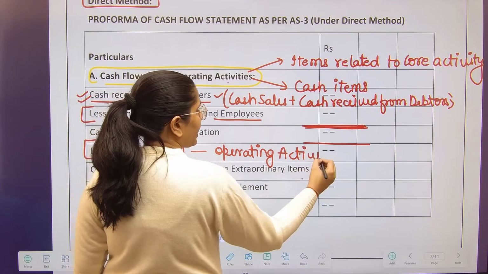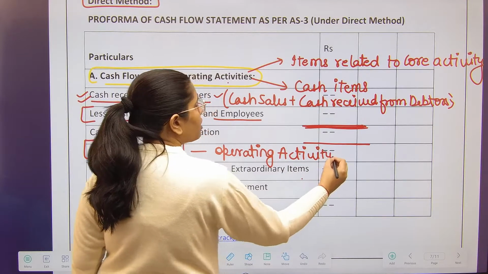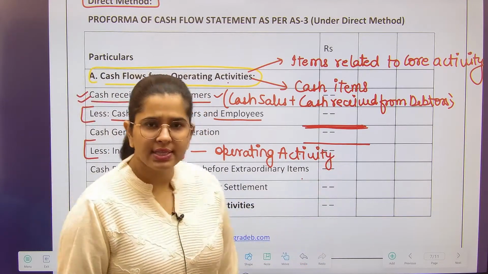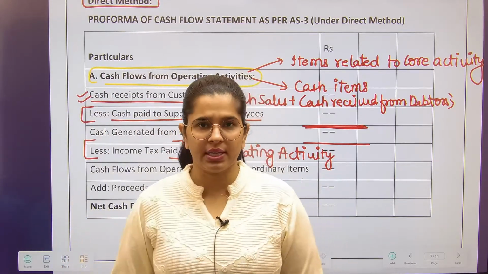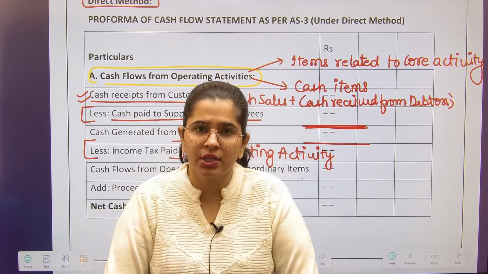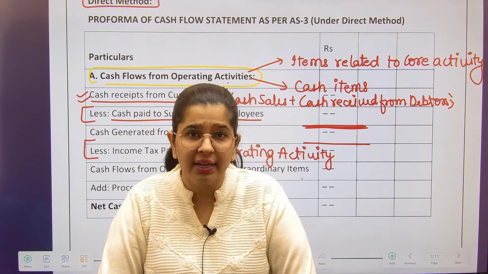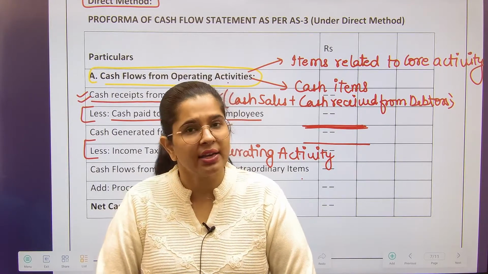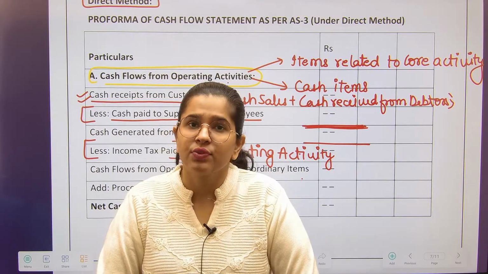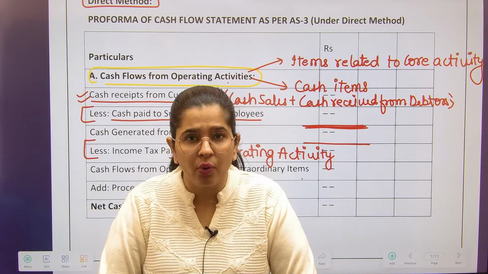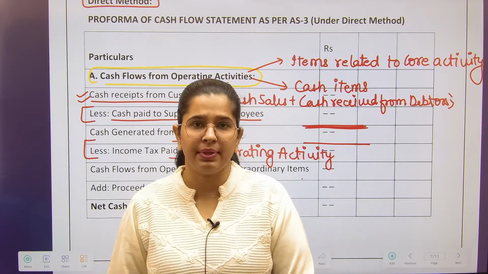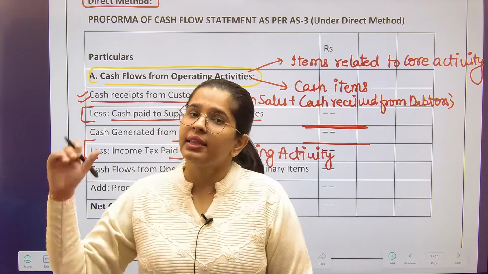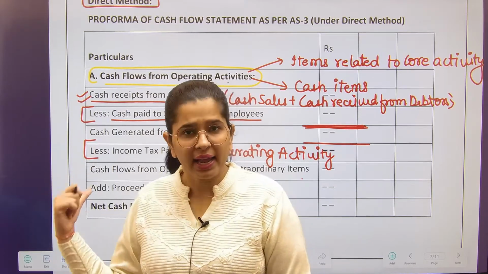Why is it an operating activity? Remember this: whenever you are doing sales, you are conducting your business. So the government is charging you income tax over that activity, correct? Government is charging you tax over that. So any tax which you have paid on account of your business, whatever business you are doing, will be treated as operating activity.